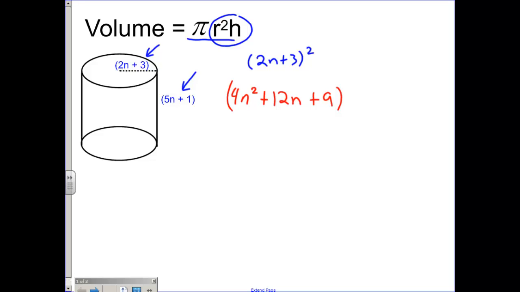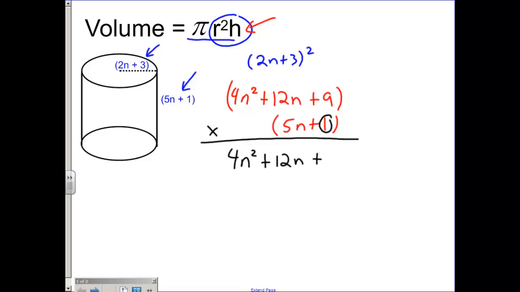Now we still have to multiply it by our h, and our h is 5n plus 1. What I would recommend you do is take that 5n plus 1 and move it underneath like this and use vertical multiplication. So I'm going to draw my line across here, put a little times symbol, and 1 times the entire trinomial will give me 4n squared plus 12n plus 9. And then I'm going to take my 5n and multiply it here, here, and here, just like I did with the 1.